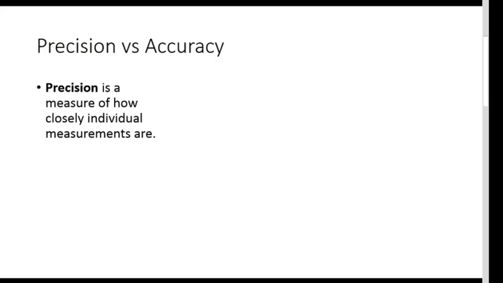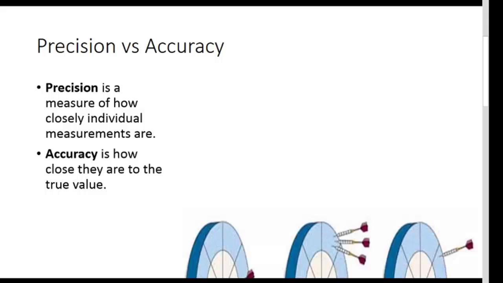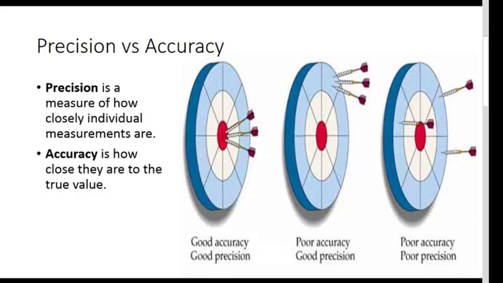Precision is a measure of how closely individual measurements agree with each other, and accuracy is how close they are to the true value. As you can see on these targets, the first one shows good accuracy and good precision. The second one shows poor accuracy because it's far away from the middle, but it shows good precision because all three darts are in the same area. And the last one shows poor accuracy and poor precision because all three darts miss the middle mark and all three darts are away from the same area.